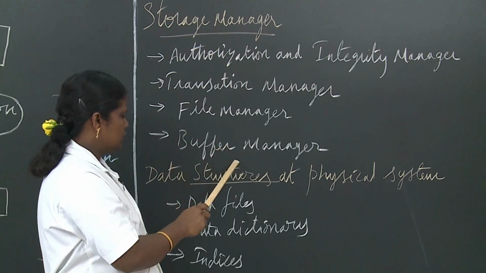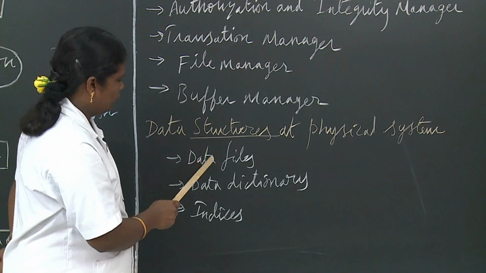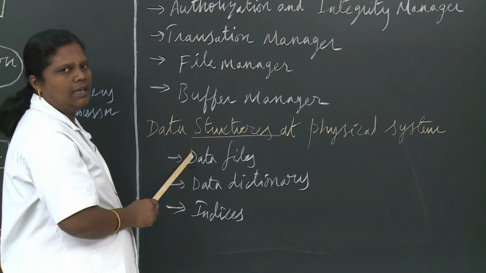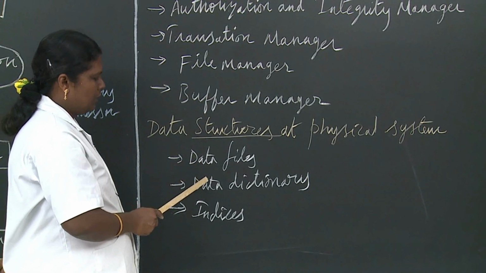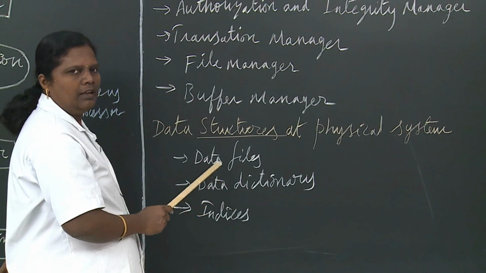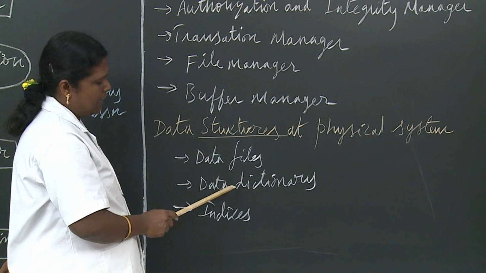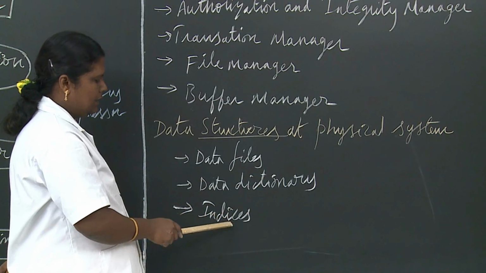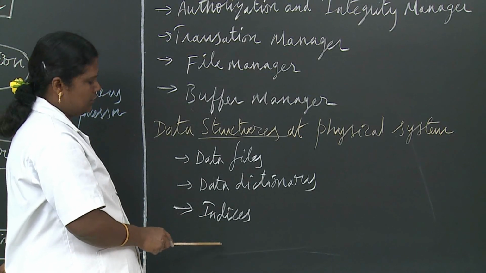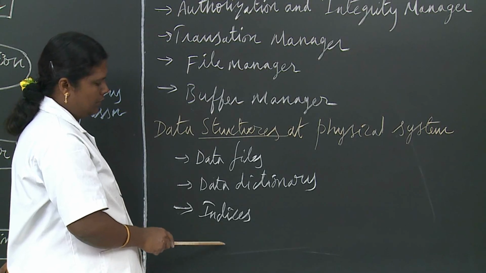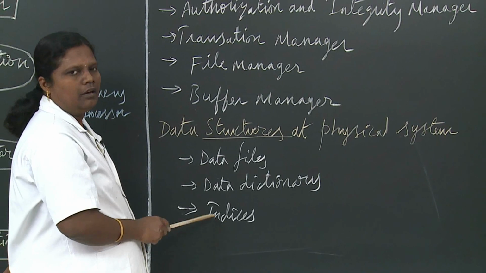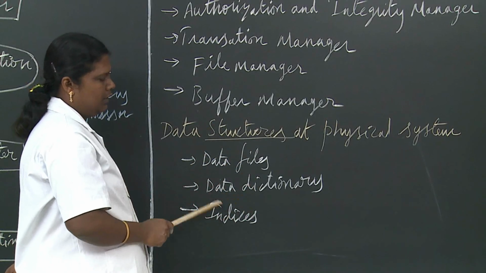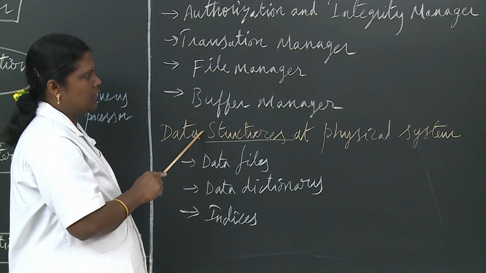While using this, it follows the following data structures: data files, which hold the data available in the database. The data dictionary holds each database design's metadata for further uses or process. Indexes hold the indexes for fast accessing of the database over the available repository. So these are all the various data structures available over the physical system in the database system.